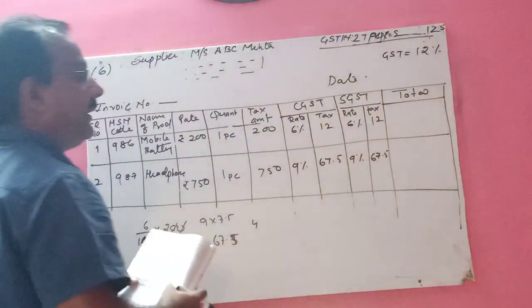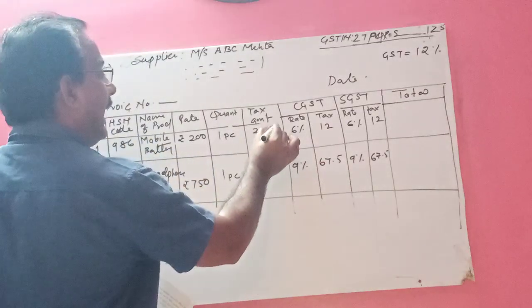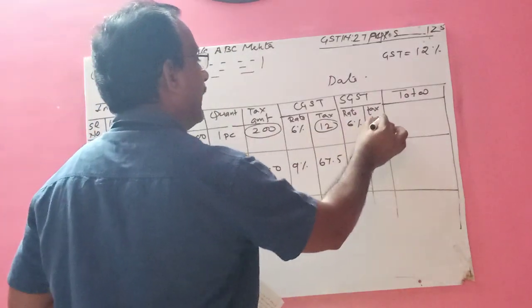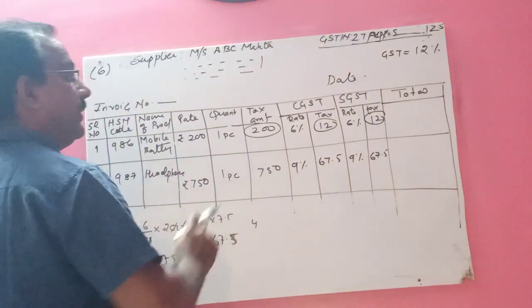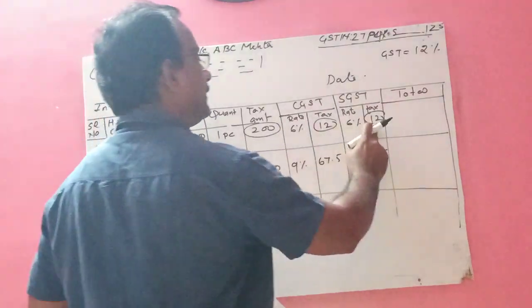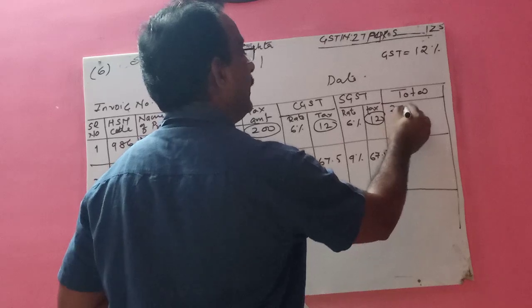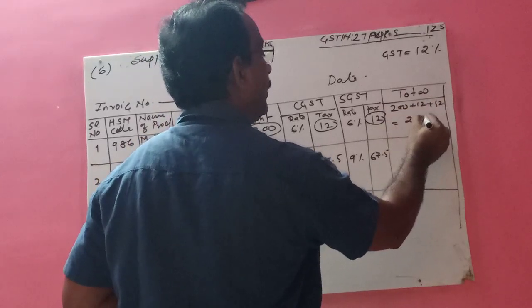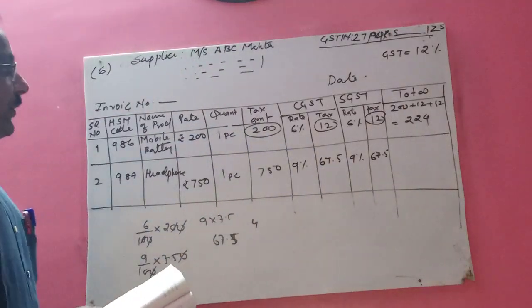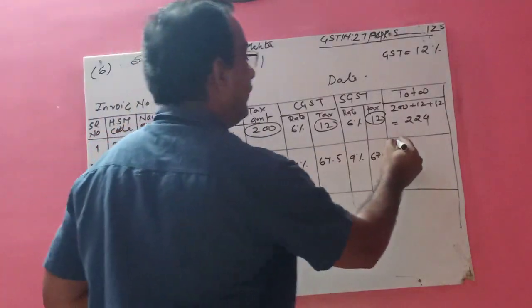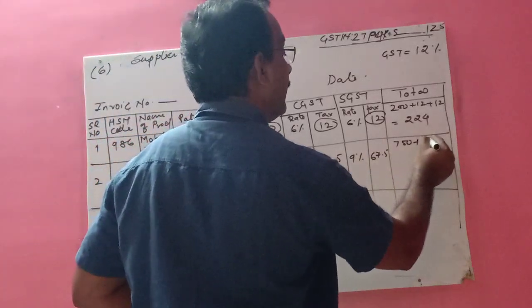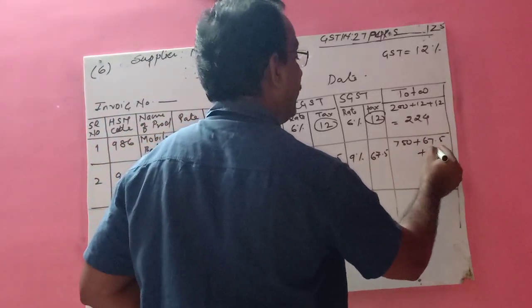Which amount you will add? For total you should add taxable amount, then CGST tax and this tax, SGST tax. So 200 plus 12 plus 12, which is equal to 224. Similarly, 750 plus 67.5 plus 67.5.